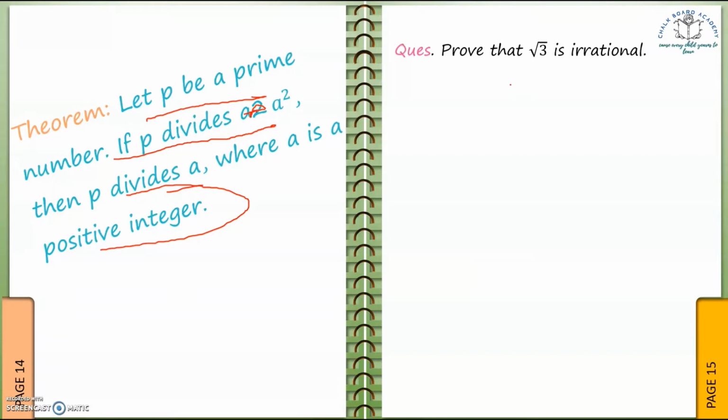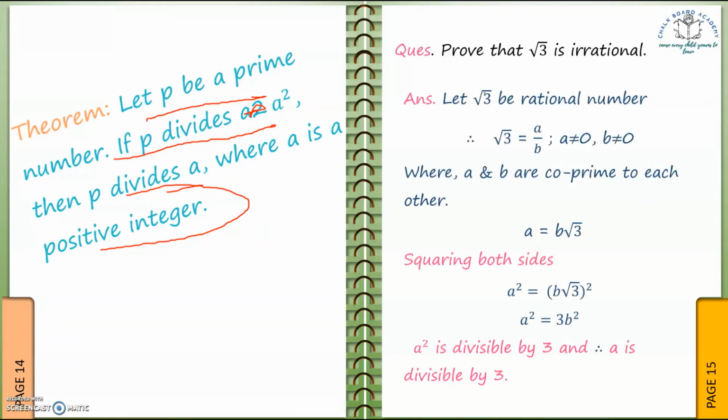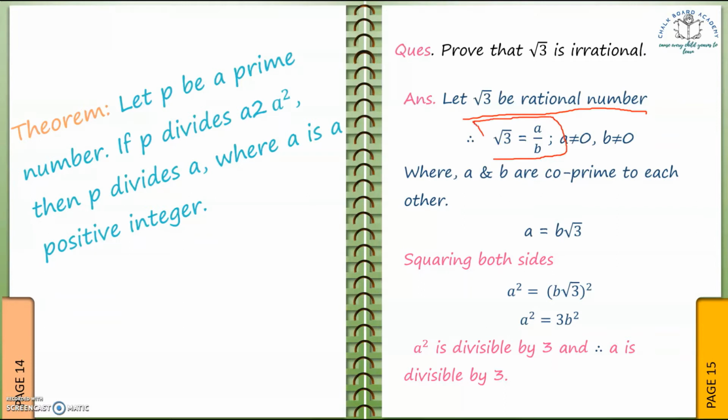To do these types of questions, we are going to make an assumption, and these assumptions are false assumptions. The first assumption we have made here is, let root 3 be a rational number. So we have made the assumption that root 3 is a rational number. So we can write root 3 is equal to a by b, where a is not equal to 0, b is not equal to 0. And here we have also made the assumption that a and b are co-prime to each other. That means they do not have any common factor.